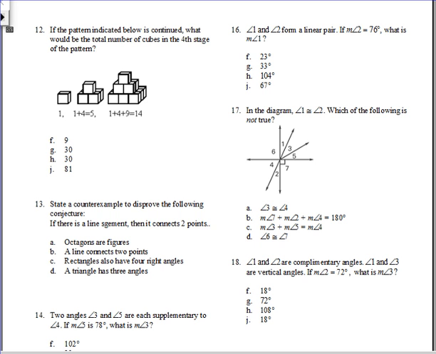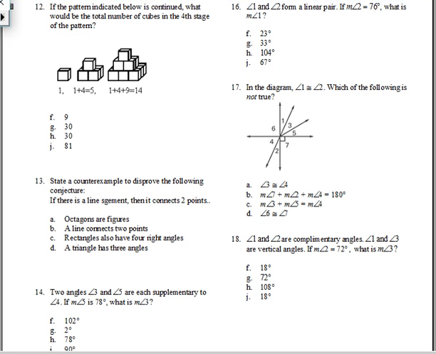So number 12. Number 12 is a little bit hazy, a little bit weird. So let us continue. If the pattern indicated continued, what would be the fourth stage? So if this is the first stage, second stage, third stage, and fourth stage, look at your pattern. Let's see. We got 1, then we got 1 plus 4, then we got 1 plus 4 plus 9.